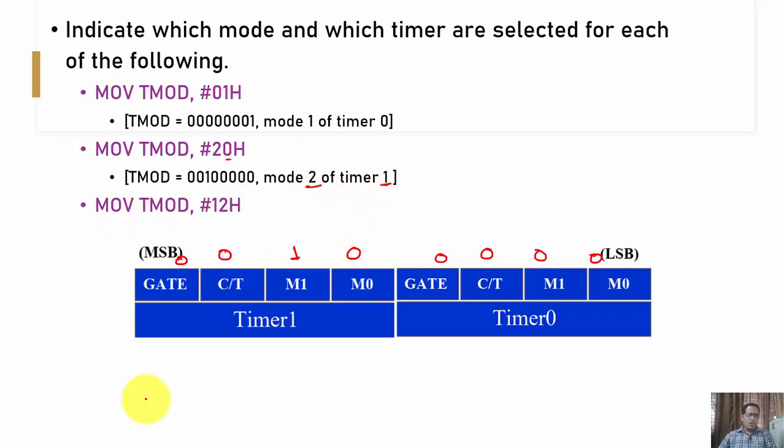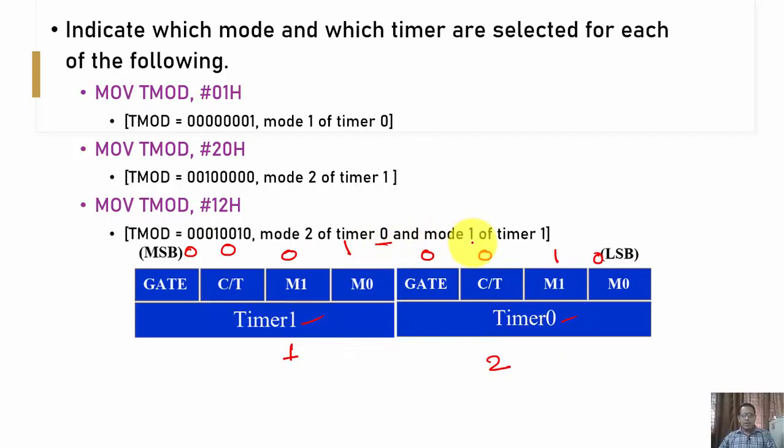The next, MOV TMOD, #12H here. Corresponding to 12, 0, 0, 0, 1 represents 1, and 0, 0, 1, 0 represents 2. So what is happening? Simultaneously we are selecting two timers, timer 0 and timer 1. Timer 0 is working in mode 2, whereas timer 1 is working in mode 1. So timer 0, mode 2, and timer 1, mode 1.